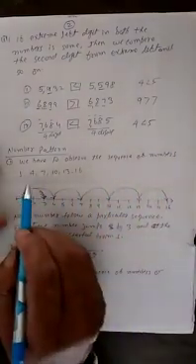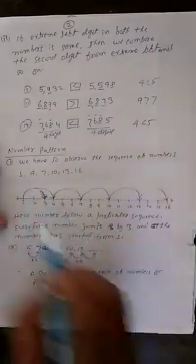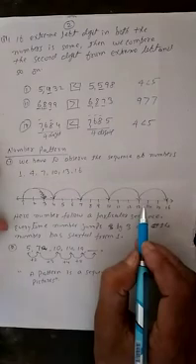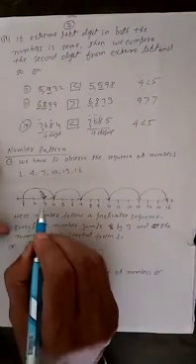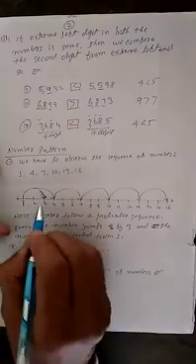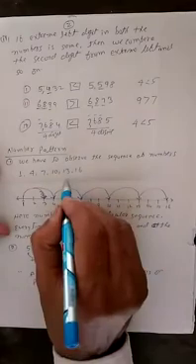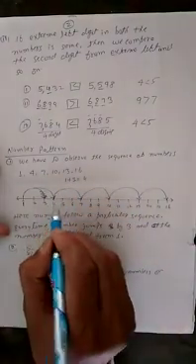Here I have written some numbers: 1, 4, 7, 10, 13. These numbers are also represented on the number line. After starting from 1, we have added 3. 1 plus 3 is equal to 4. We have reached 4.